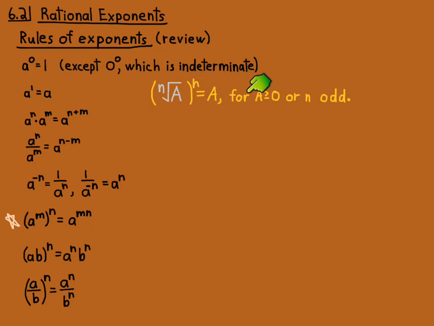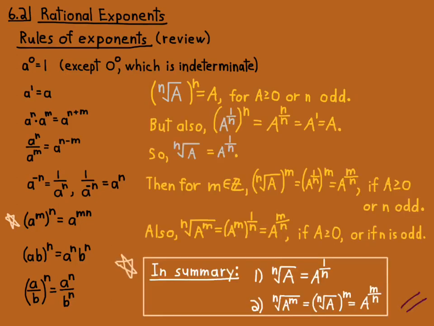As long as a is greater than or equal to 0. If it's less than 0, you get a bunch of complex number weirdness, and we're not worrying about that. If n is odd, then you don't have to have this condition that a is positive, because the cube root of a negative number is just a negative number. Cube root of -8 is -2, for example.